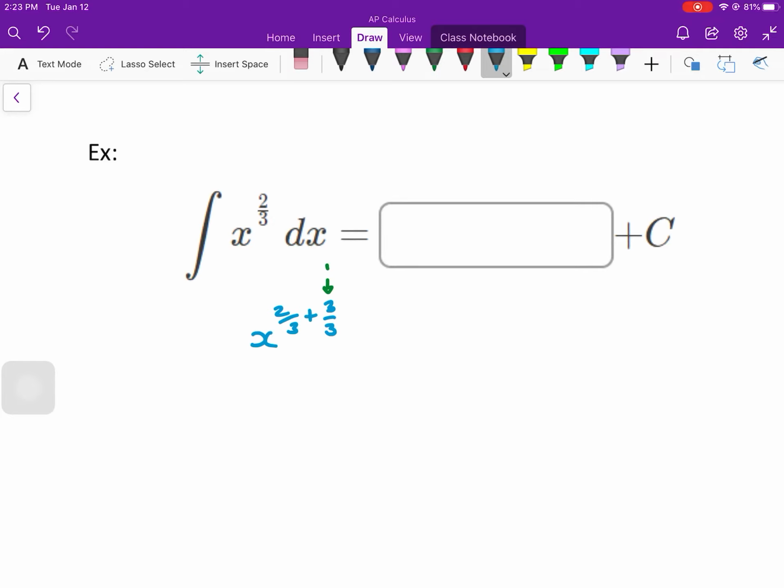And so what we want to do, though, is we want to divide by whatever that's going to equal. So that's going to equal... Might as well put that equals right now. That's going to equal x to the 5 over 3, right? So I'm going to divide by 5 over 3. Now, you can skip this step once you get the hang of it. Try a couple this way, though, and then skip it once you start getting the hang of it.